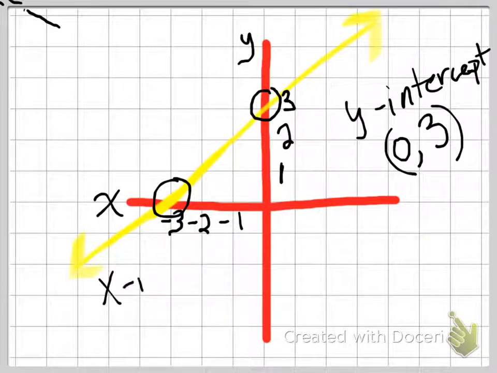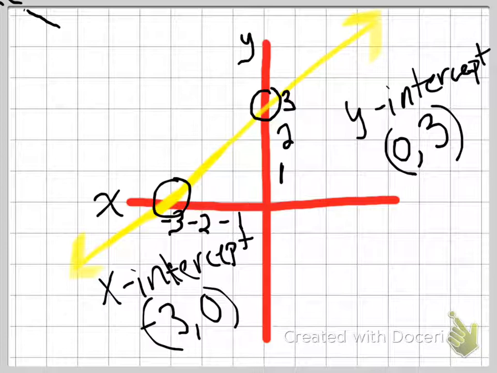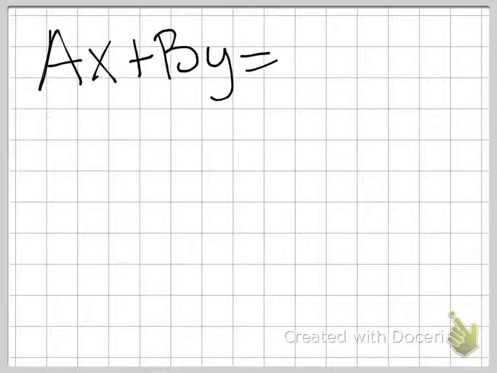So my x-intercept is -3, 0. Okay? So if you're just looking at a graph, this is all you would do: where does the line cross? It's simply look at it and count. Okay? You can also use an equation to find your intercept. Remember yesterday's notes, we had what was called the standard form of a line. That standard form of a line was ax plus by equals c.